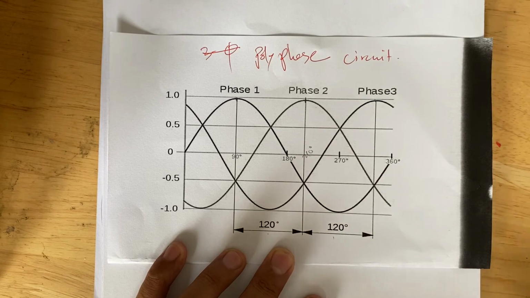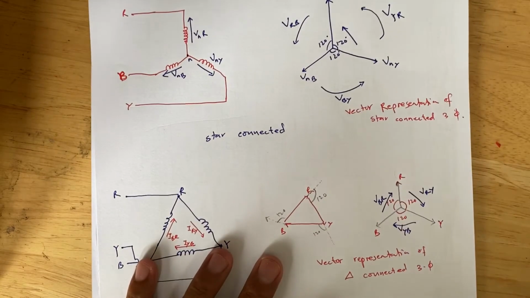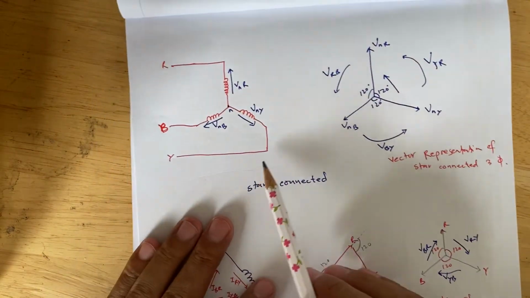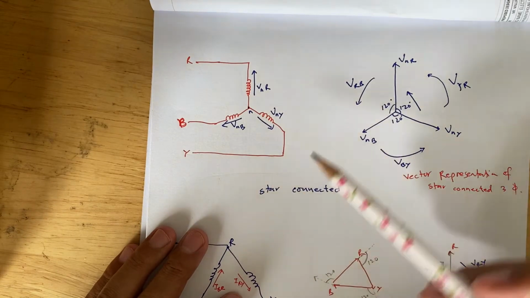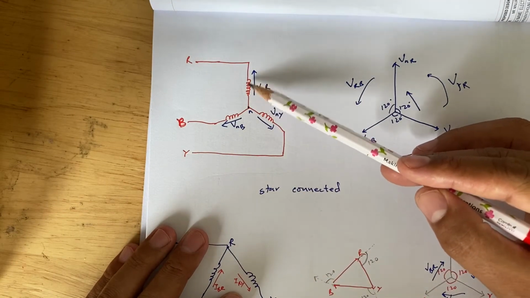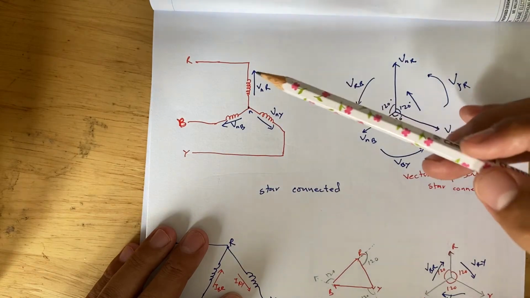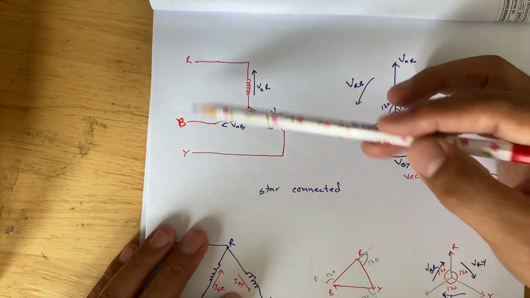Now in the case of the three-phase system, there are two types of configuration. The first one is star connected, and the second one is delta connected. Let's discuss them one by one. This is the representation for the star connected. Here I have taken some windings or some load, and the sequence we are going with is R, Y and B.